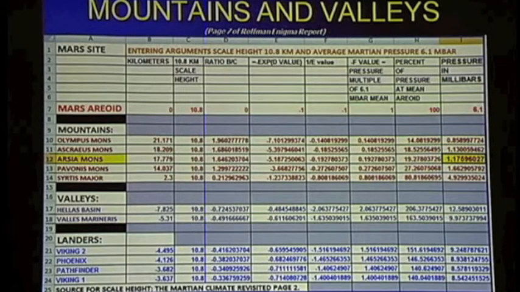Now, if you'll notice, most of the pressures are about a millibar for the highest mountains on Mars. The valleys can go as high as 12.5. The landers, these are pretty much on the mark if you account for the time of year. Next slide.